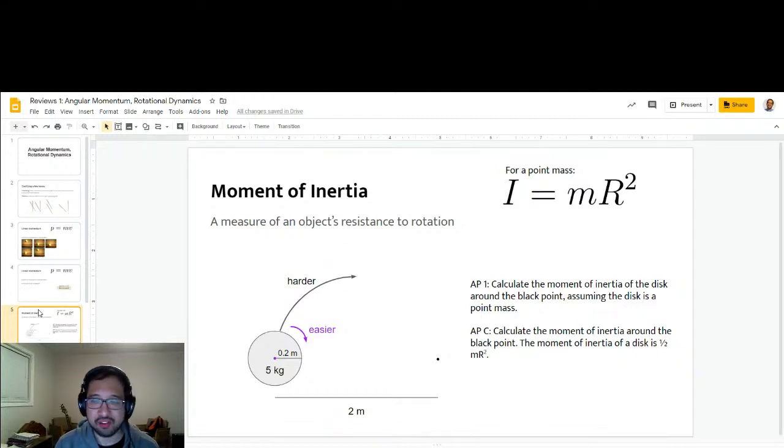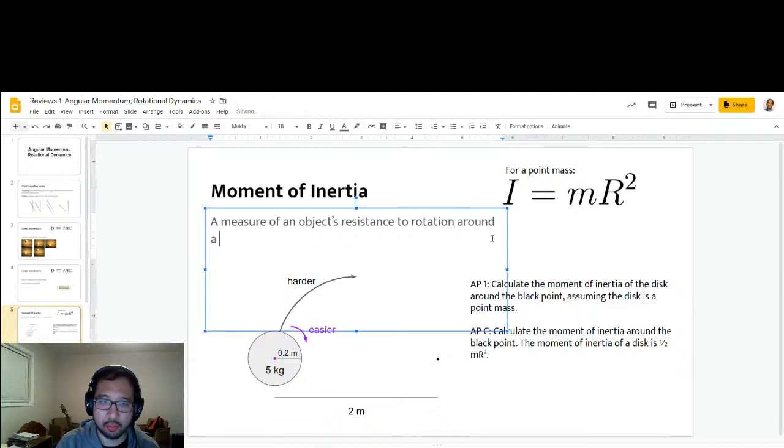Momentum has a mass in it. Linear momentum, or translational momentum, has a mass associated with it. And that mass is a measure of an object's resistance to linear motion. As we've seen, a lot of these rotational concepts have the same idea in a rotational frame of reference. And for mass, its rotational analog would be the moment of inertia. If the mass of an object is its tendency to resist linear motion, the moment of inertia of an object is a measure of an object's resistance to rotation around a point.